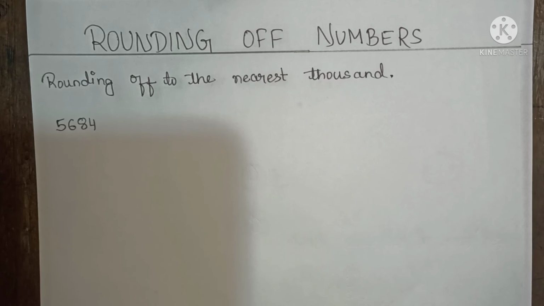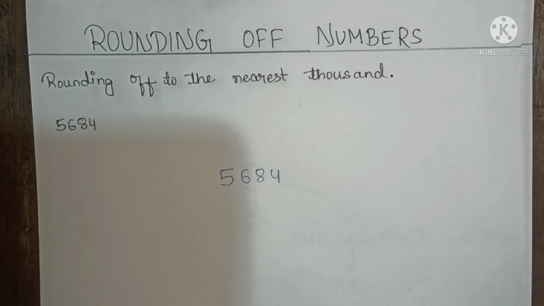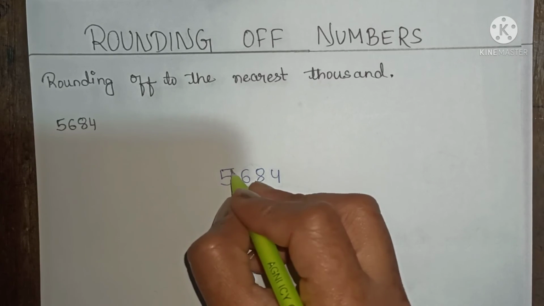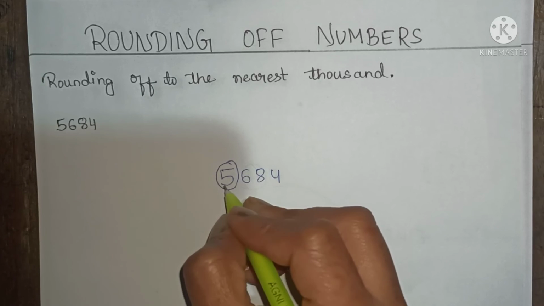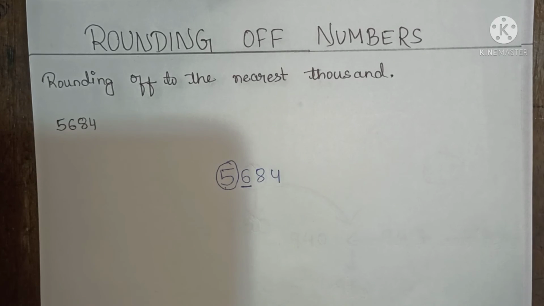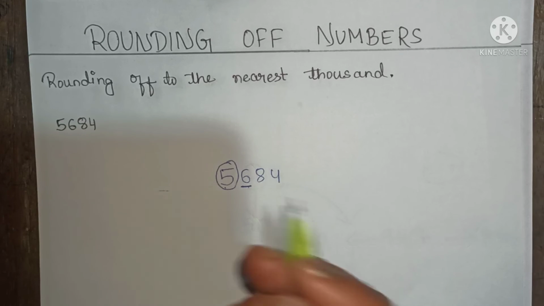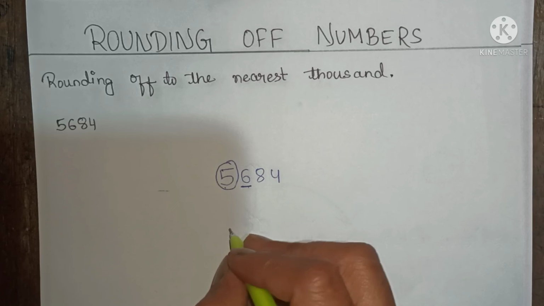Now last one, rounding off to the nearest 1000. So our example is 5,684. Now which number is in the thousands place? 5. So we will circle this. Now since we are rounding off this number, we have to look at the number on the right-hand side, which is 6. And here we don't have any number on the left side, so no worry.